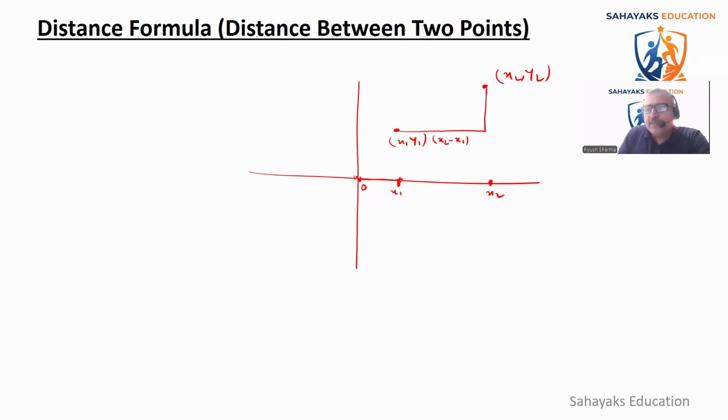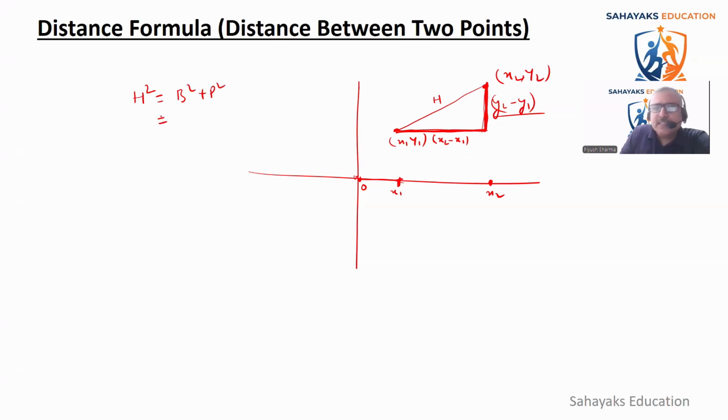So how to find the distance between x1 and x2? If I subtract x1 from x2, this will give me this distance. Similarly, this distance will be y2 minus y1. So we know that the distance on the x-axis is x2 minus x1, and the distance on the y-axis is y2 minus y1. Now we have to find the distance between these 2 points, and by the Pythagoras theorem, it is the hypotenuse. We know that hypotenuse square is equal to base square plus perpendicular square.